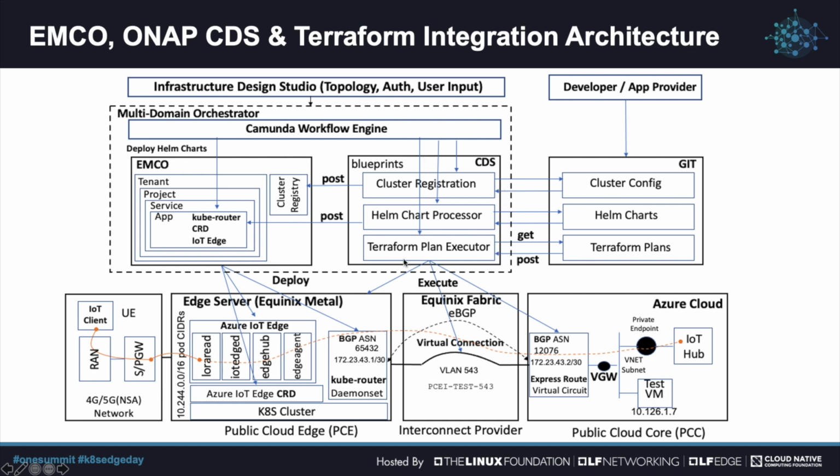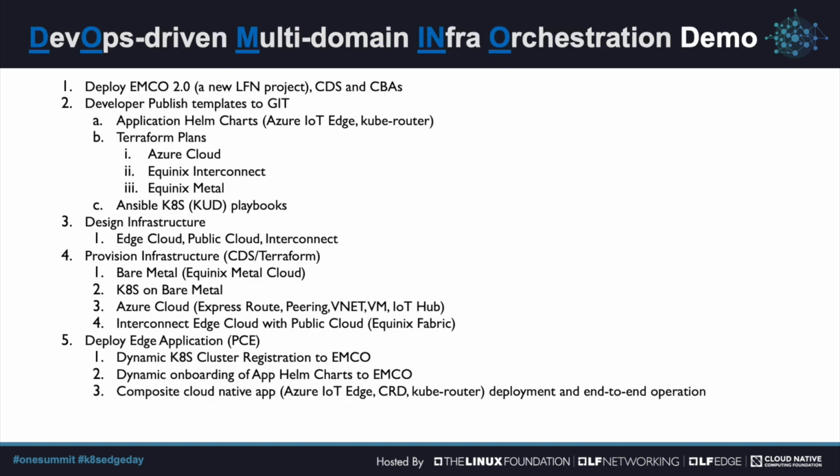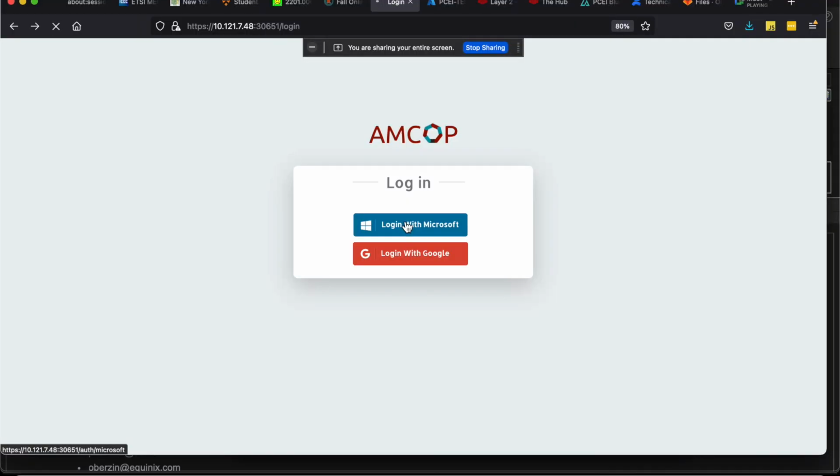The orchestrator is based on EMCO with CDS and Camunda workflows and driven by the Infrastructure Design Studio software frontend, pulling the Helm charts and Terraform plans from the Git provided by the developers. In this demo, we're going to show how we use those infrastructure as code plans for specifically Azure Cloud, Equinix Interconnection Fabric, and Equinix Metal to create an end-to-end infrastructure with Edge Cloud, Public Cloud, and interconnect in between, and we'll provision the application across.